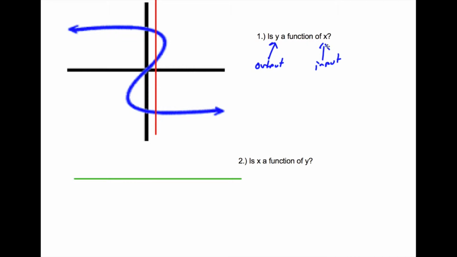So we say, is y a function of x? VLT fail. And if we use our key on the page before, we say no. Second question is asking, is x a function of y? Now we've got to use the horizontal line test.